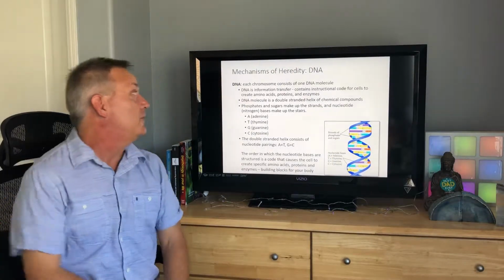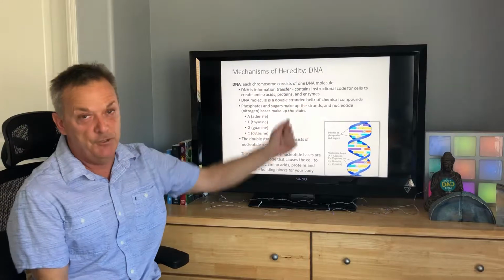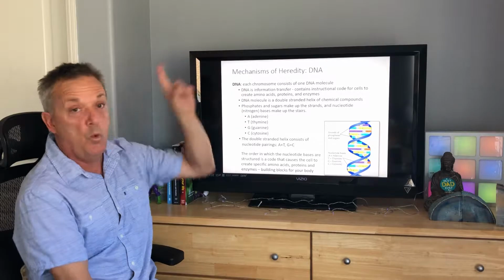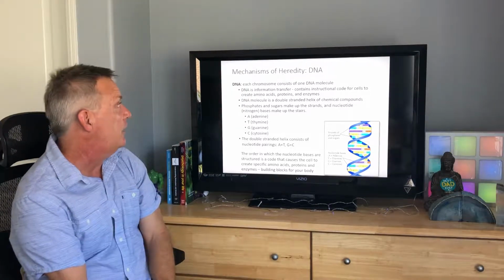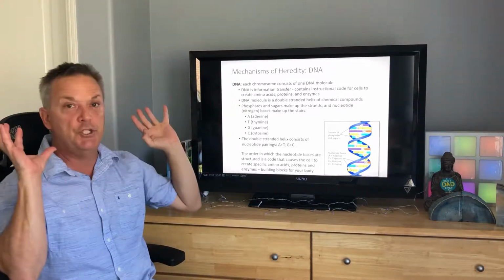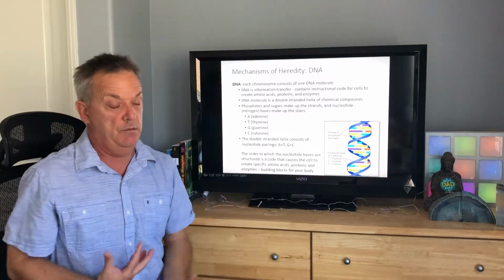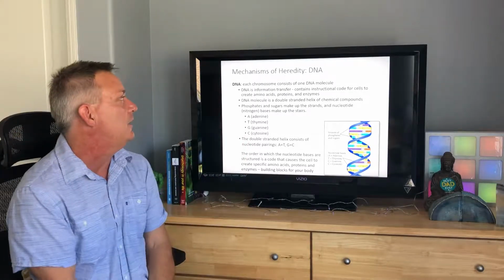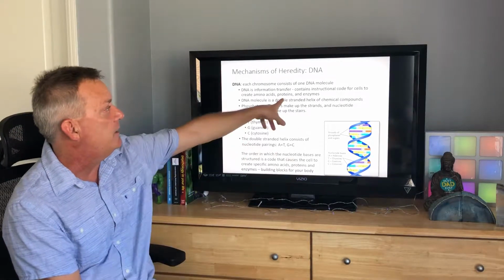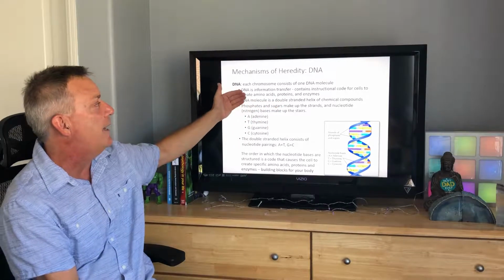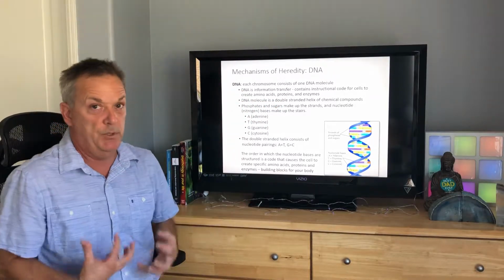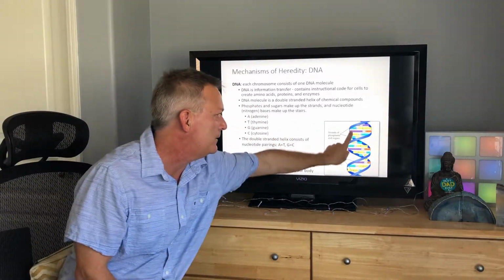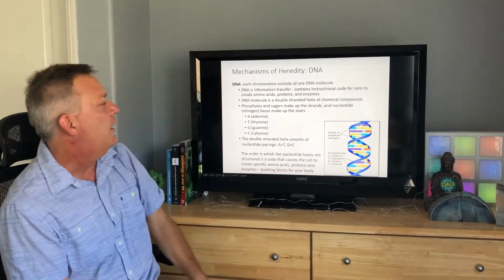And then what are the mechanisms of heredity? DNA, or DNA if you are a Zootopia fan. Each chromosome consists of one and only one DNA molecule. DNA is essentially information transfer, right? How does the structure know what to develop into? Information. So you're really information in a lot of ways. DNA contains the instructional code for cells to create amino acids, proteins, and enzymes, really the building blocks of your body. The DNA molecule is a double-stranded helix, as you can see right here, of chemical compounds.